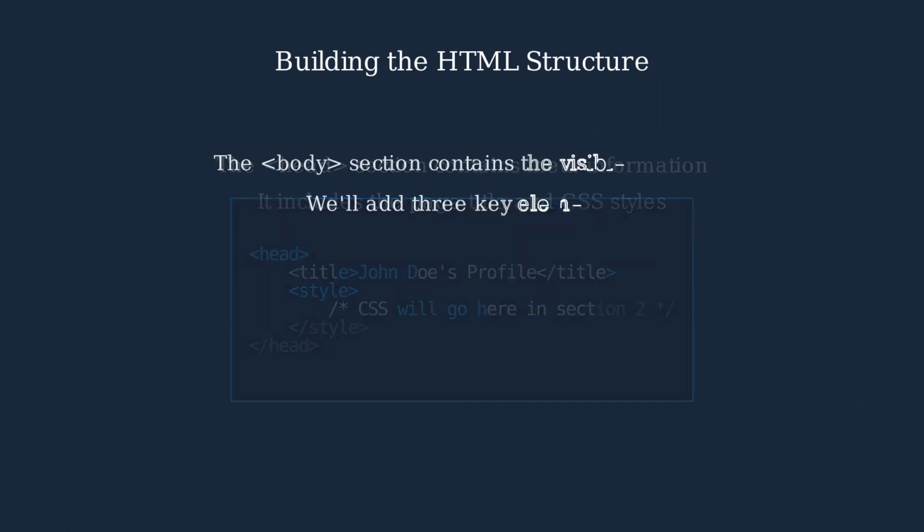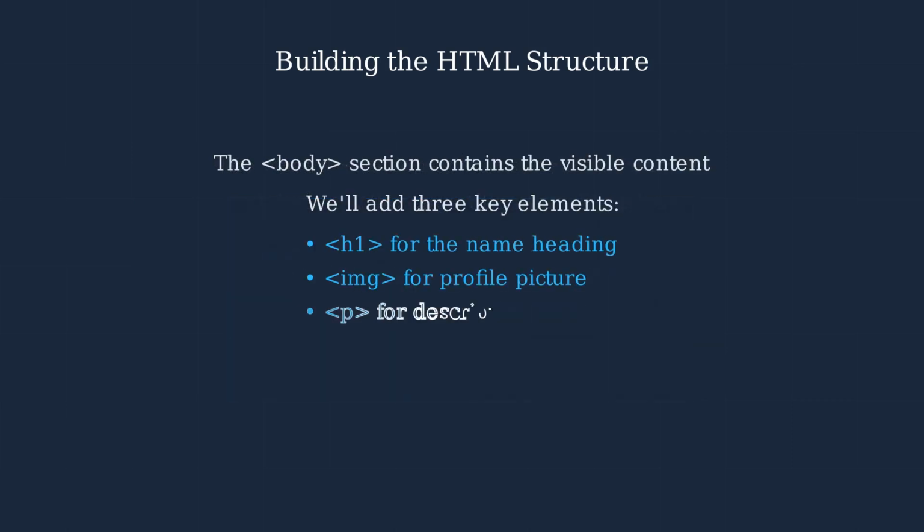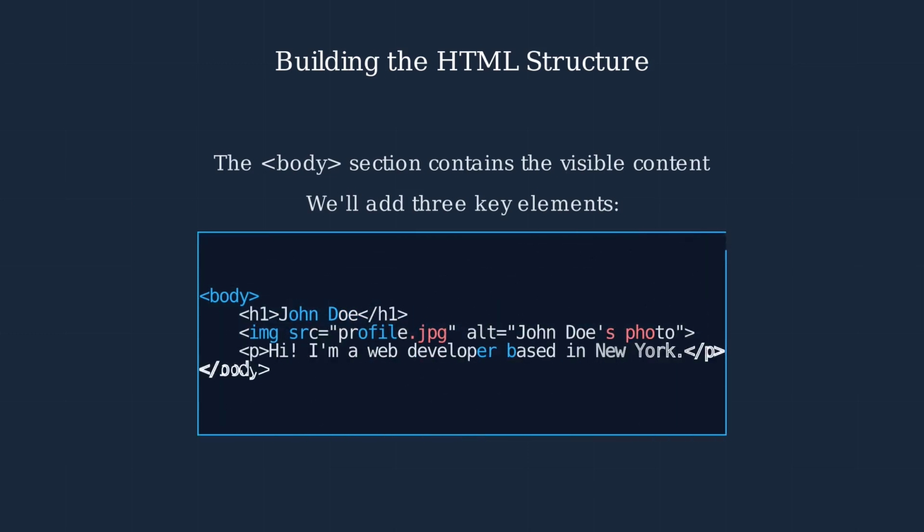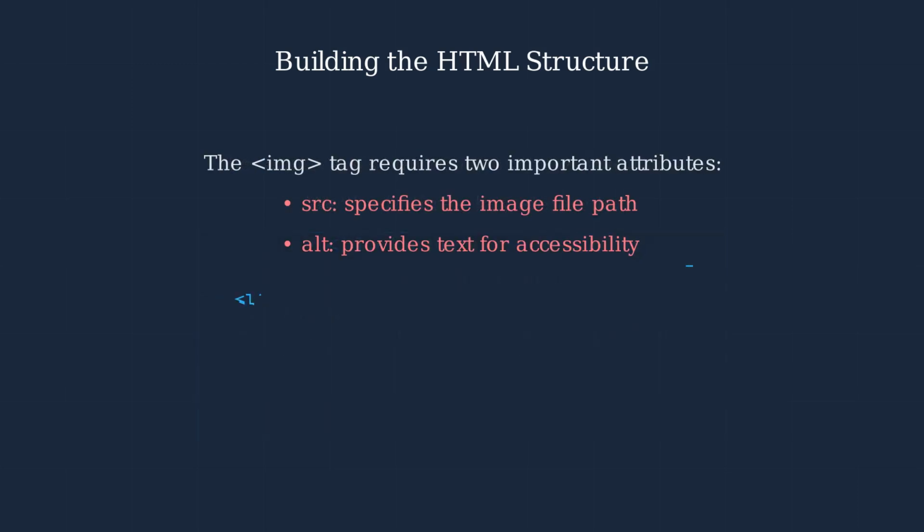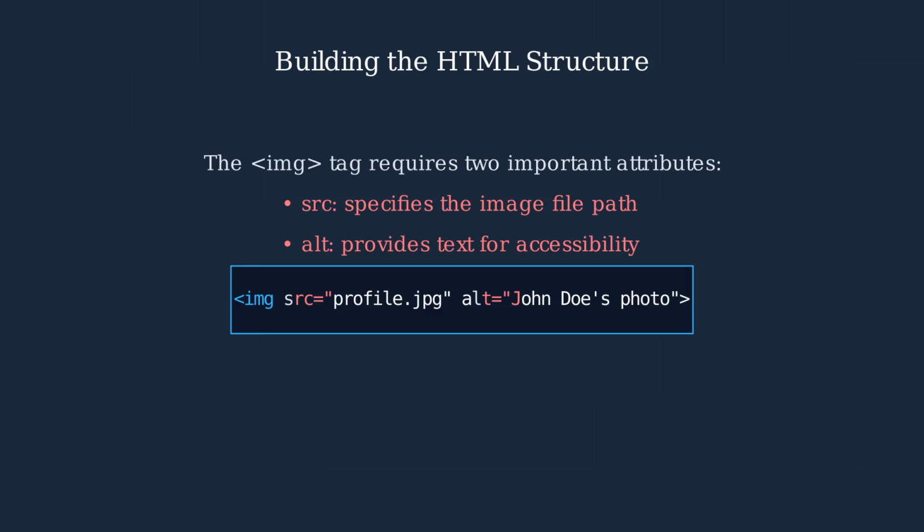Now let's focus on the body section, where we'll put the visible content of our profile page. We'll use an H1 tag for our name, an IMG tag for our profile picture, and a P tag for a brief description. The image tag requires two key attributes: SRC, which points to your image file, and ALT, which provides alternative text for accessibility.